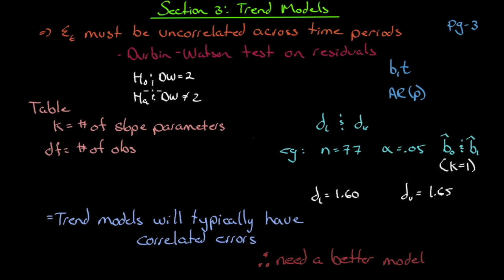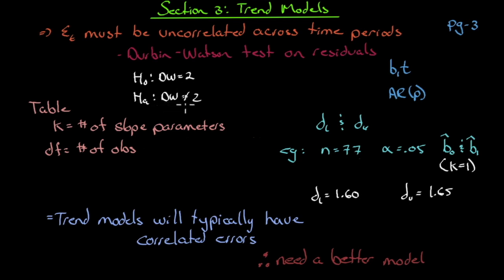And you recall our hypotheses were stated as such. Our null hypothesis was that the Durbin-Watson statistic was equal to 2. We do not want to reject that. We want to fail to reject that. If we fail to reject it, it is saying that we have no serial correlation.